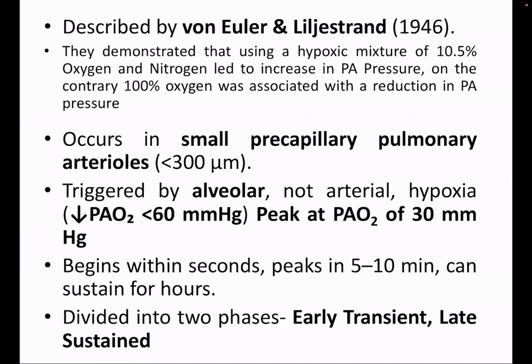It was first described by von Euler and Liljestrand in 1946. They demonstrated that using a hypoxic mixture of 10.5% oxygen and nitrogen led to an increase in pulmonary artery pressures. On the contrary, 100% oxygen was associated with a reduction in pulmonary artery pressures. This remarkable finding led to the development of the concept of HPV.